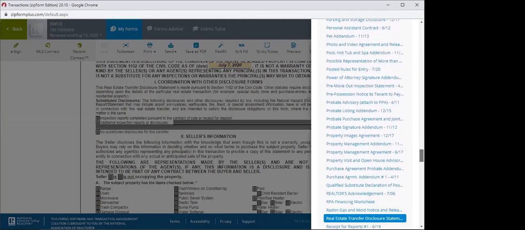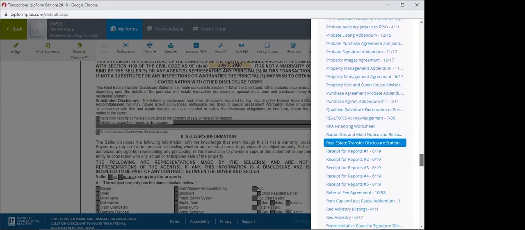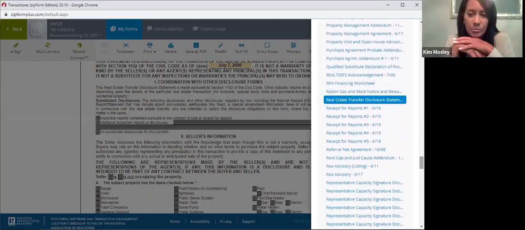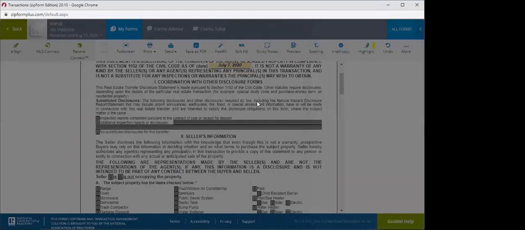So what are the most common disclosures for the standard? Yeah, so the most standard ones would be the TDS, SPQ, the water heater smoke detector, the lead paint, the NHD. Those would be like the main ones. Okay. All the time. Yeah. Thank you, Kim. You're welcome.